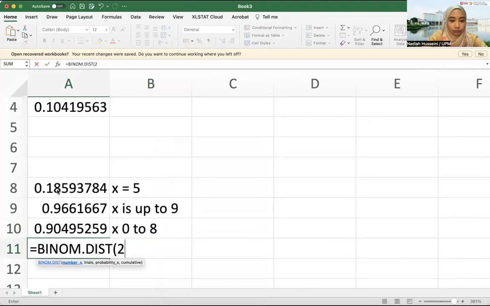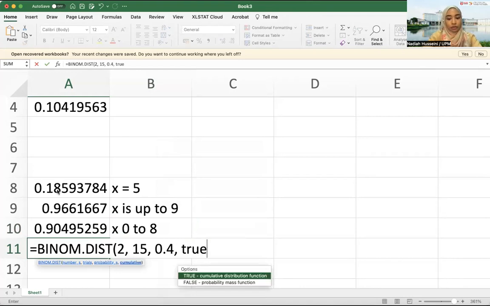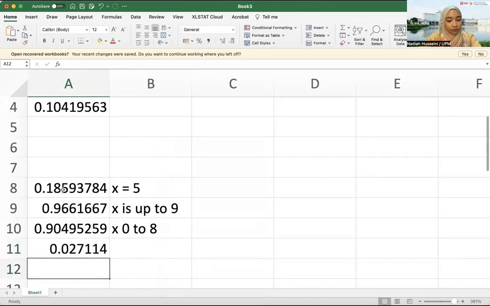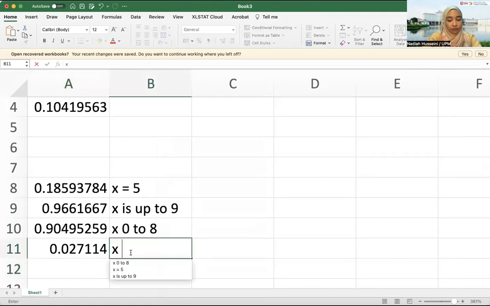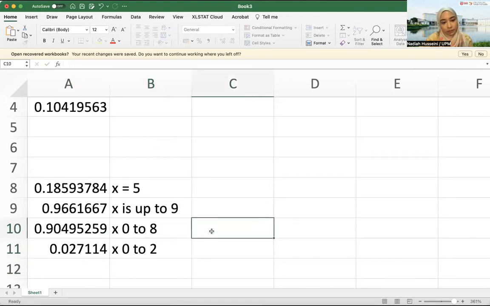What was it? 2. Trial is 15, 0.4. And this is going to be true because we are finding the cumulative. So this is x from 0 to 2. Now, when I subtract this guy with this guy, what I'm getting is something that is between 3 up to 8, which is the question.